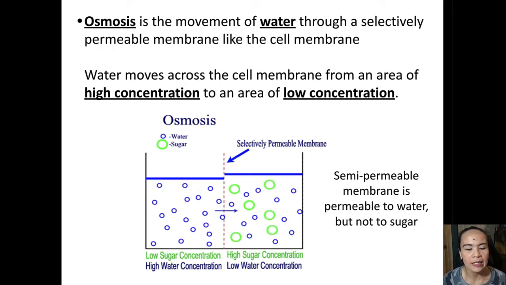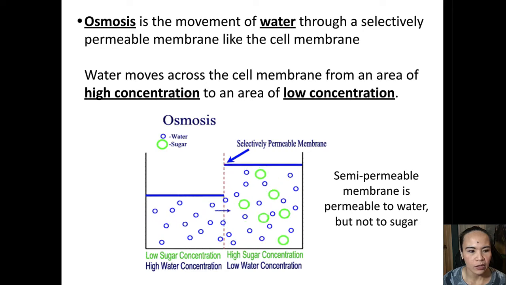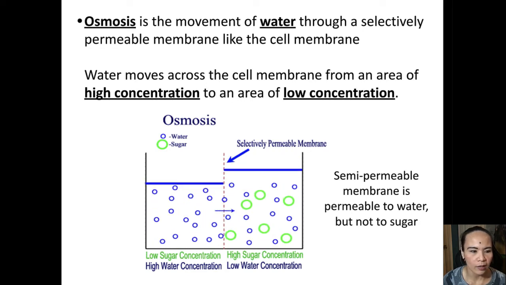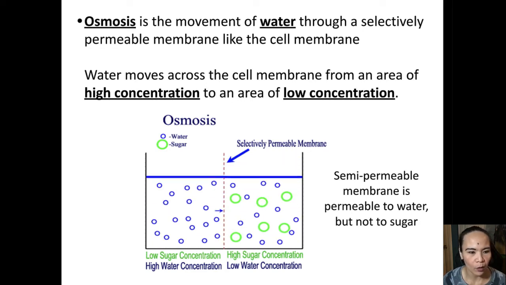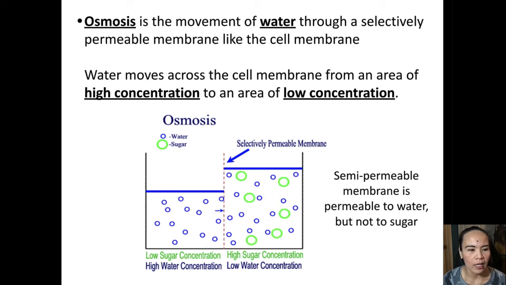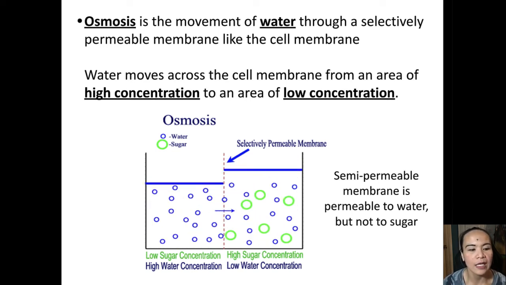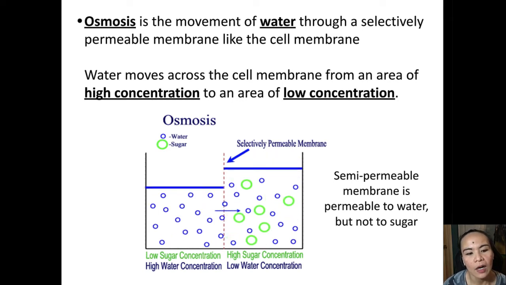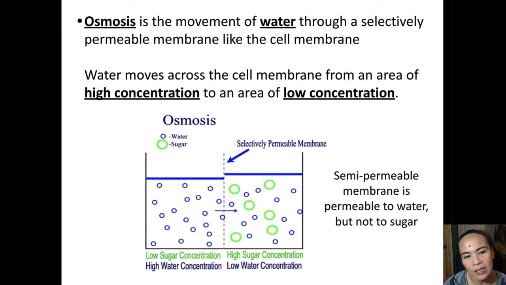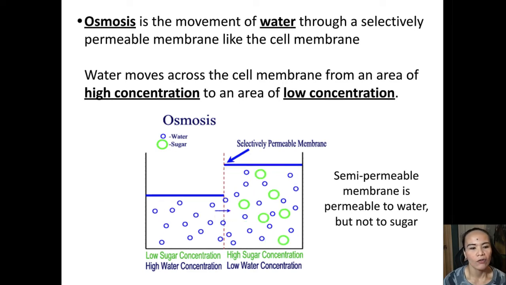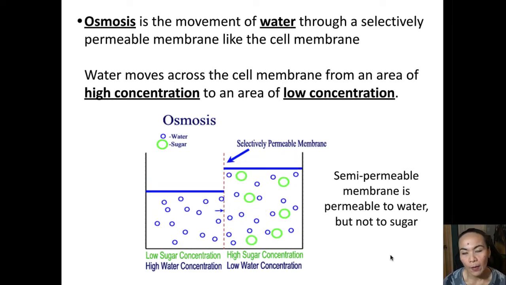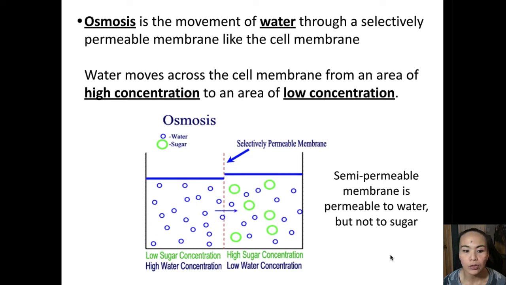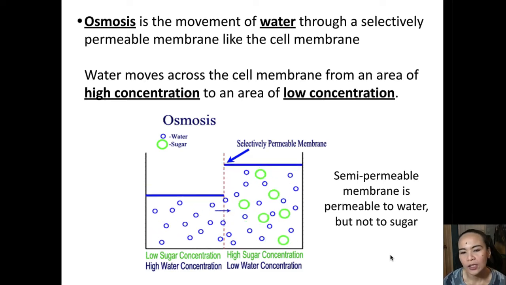But as you can see in this particular diagram, you see that red broken line. That is your semi-permeable membrane, wherein on the left-hand side, you would see the water actually going to the other side, the right side, because there's low concentration of water. A semi-permeable membrane is permeable to water, but not sugar.